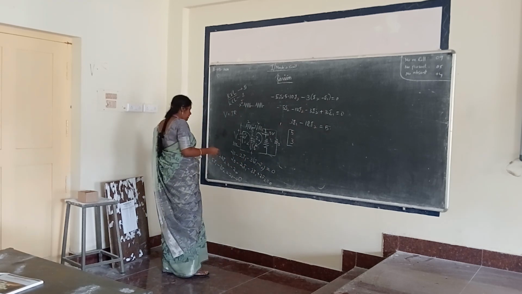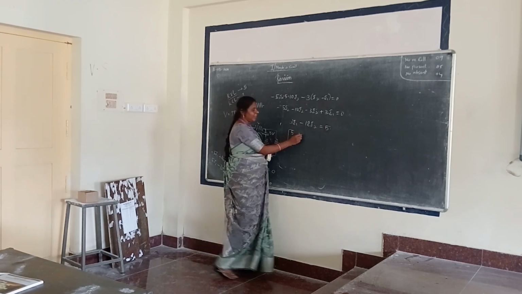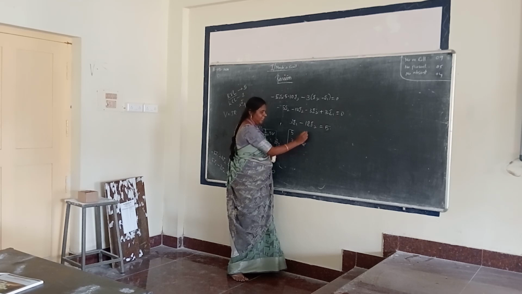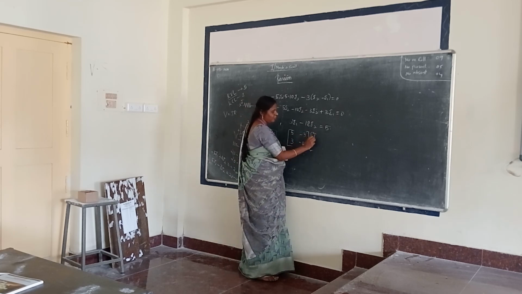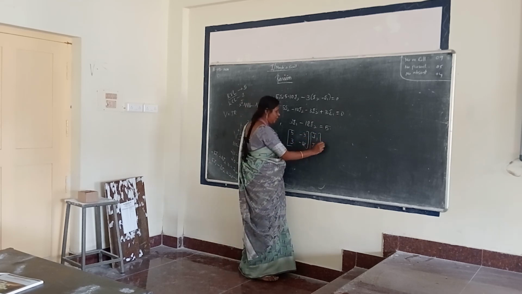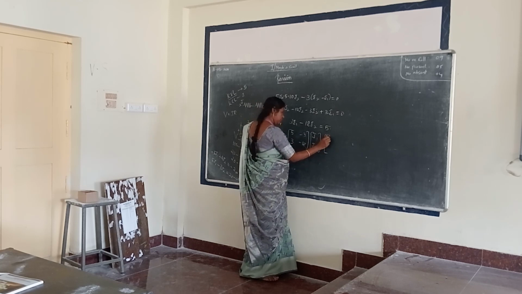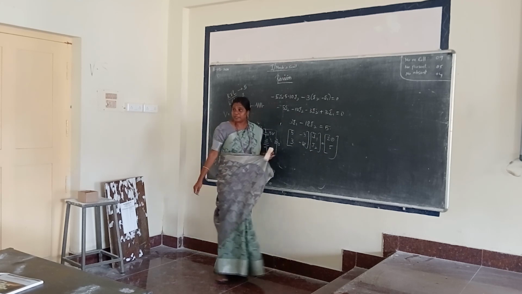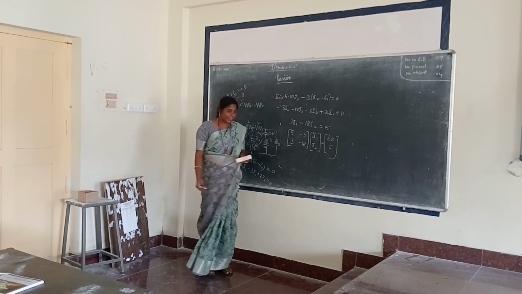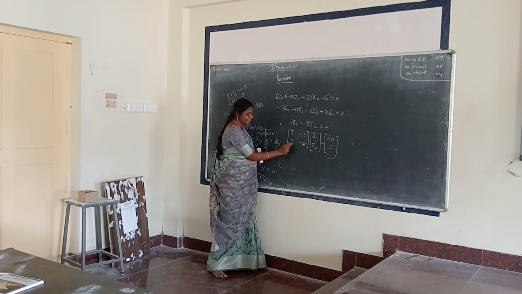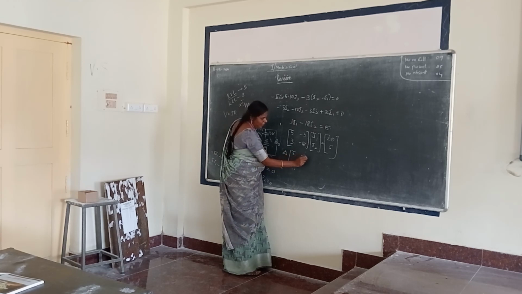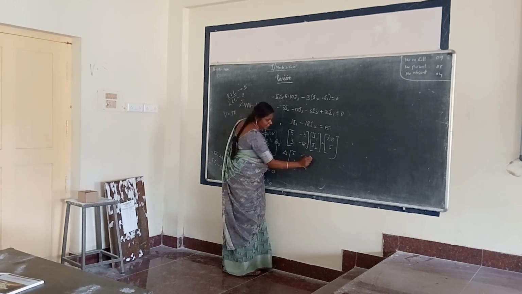So 5, 3. What is it again? It is minus 3, minus 18 into I1, I2 is equal to 25. Okay, then finding the del value. Del value means taking only this value: 5, minus 3, 3, minus 18.